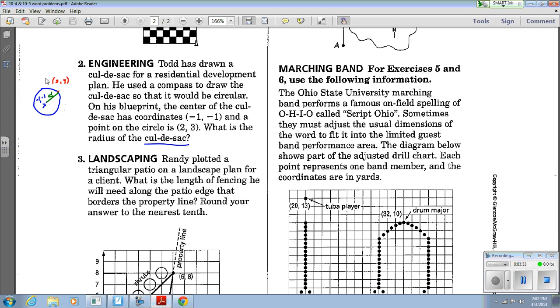Well, at this point now I have to decide which coordinate is 1. Well, this one is the first one they gave me, the center of the circle. So this is going to be x1.